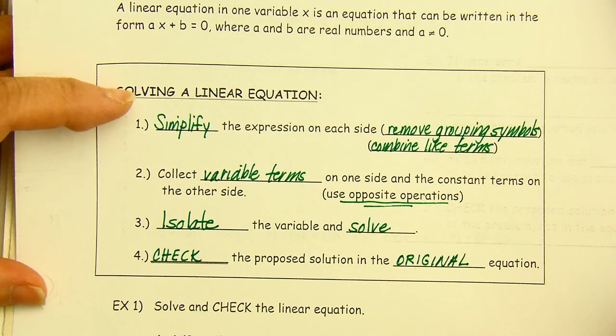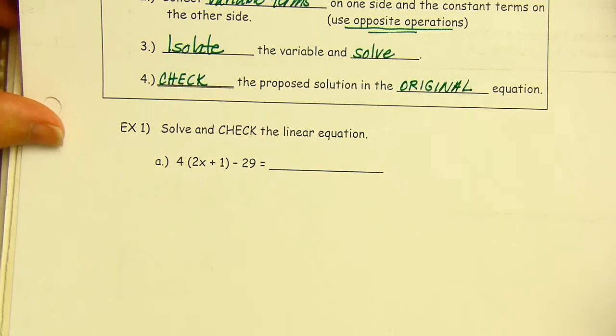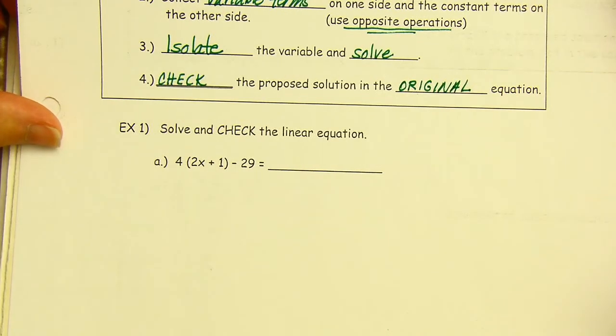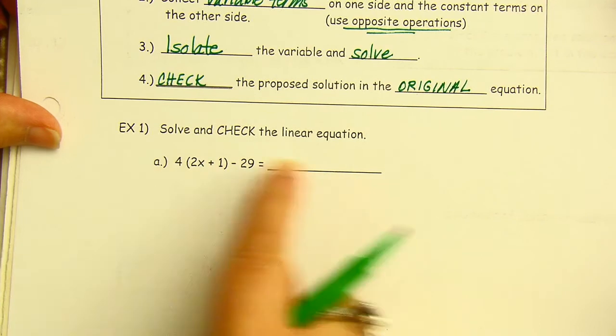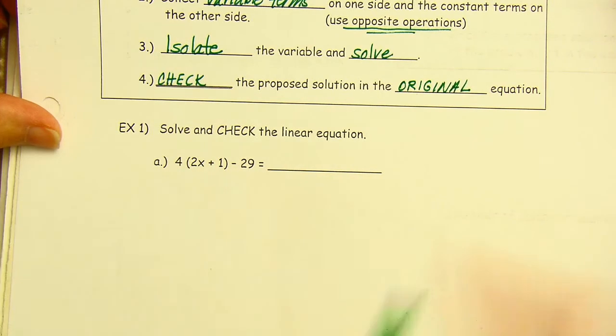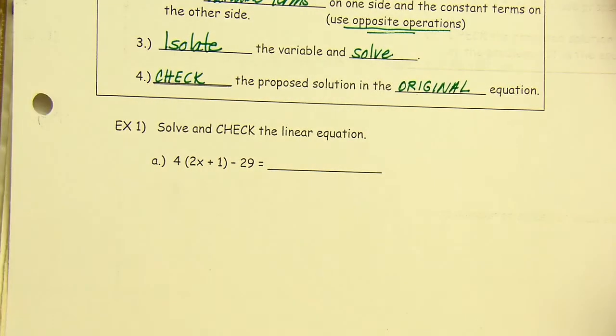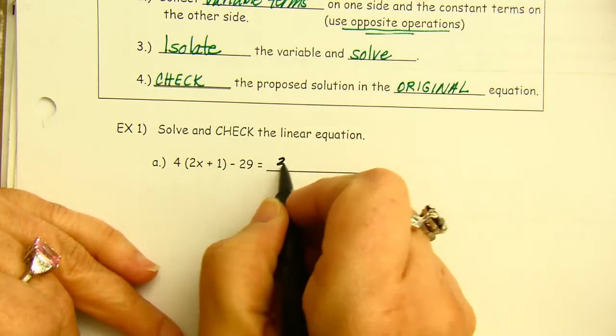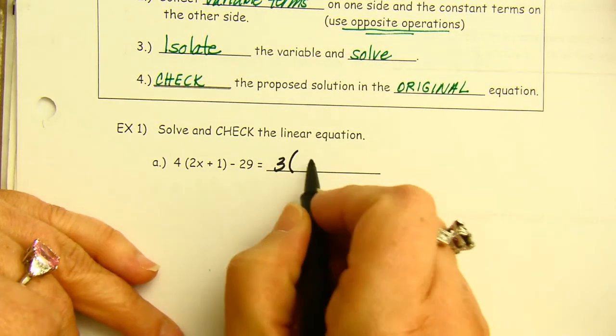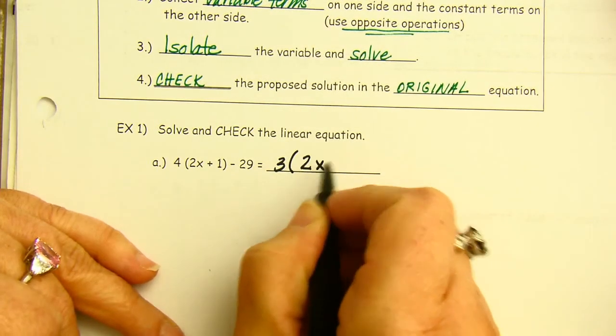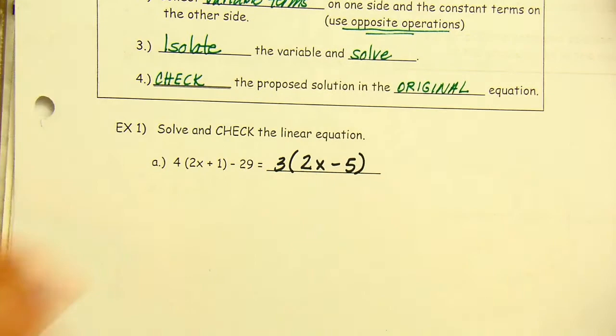Solve and check the linear equation. Now here, this is not complete. I have the left side of the equation. I need to give the right side of the equation. So the right side of the equation is 3 times the quantity 2x minus 5. Okay, so that's a full and complete equation.